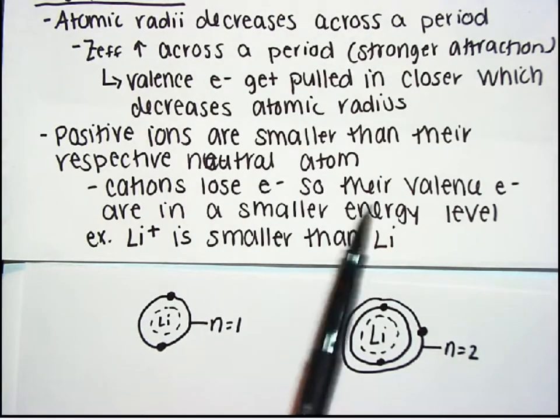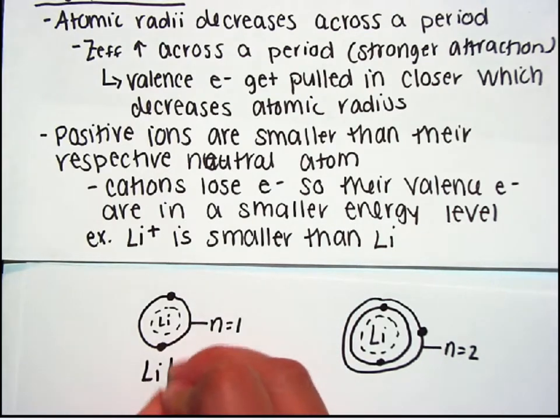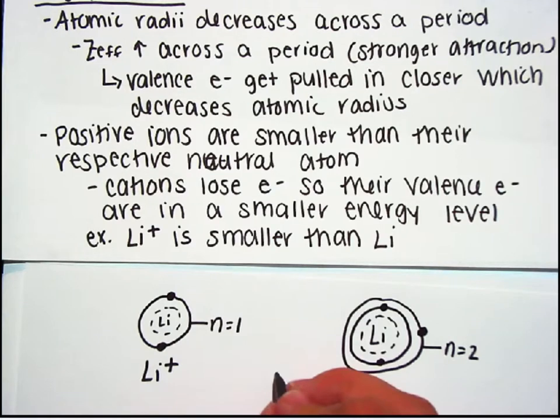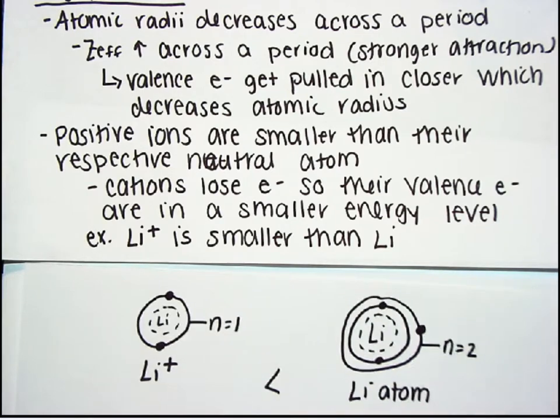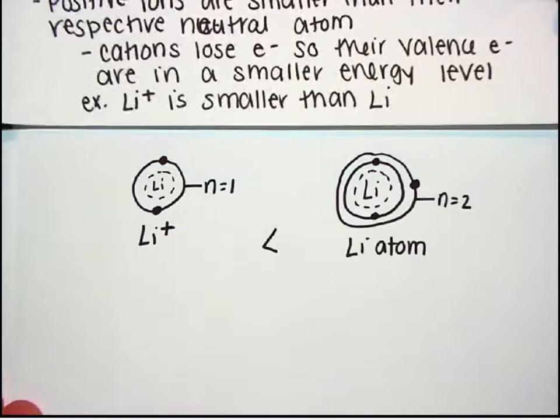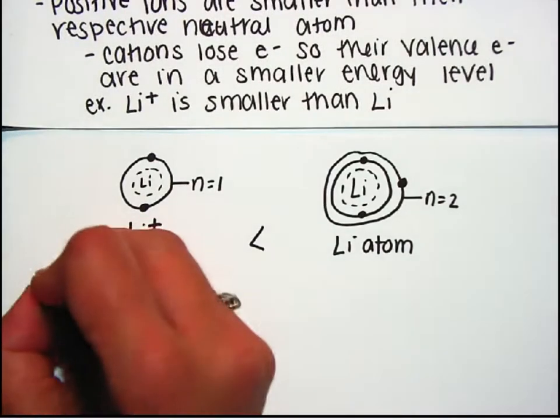So now the electrons are in a smaller energy level, so I can see that the lithium ion is much smaller than the lithium atom. So this holds true for all positive ions. Positive ions are going to be smaller than their respective neutral atom. We are going to have the opposite trend when it comes to negative ions.